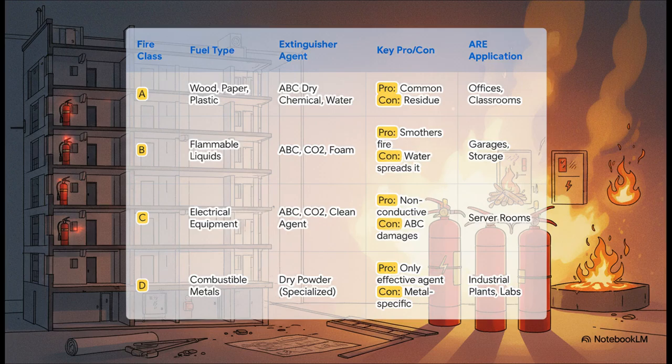See how it all connects? You start with the fuel type on the left, and it leads you all the way to a real-world application on the right. For example, look at Class C, a server room. You could use an ABC extinguisher, but you'd fry the servers, and that is why you specify a non-conductive agent like CO2 or a clean agent. This kind of integrated thinking is exactly what the ARE is looking for.